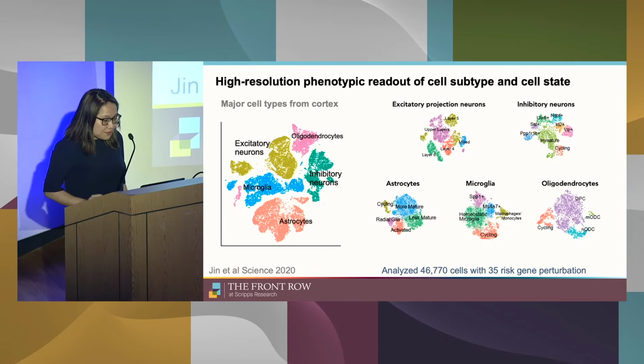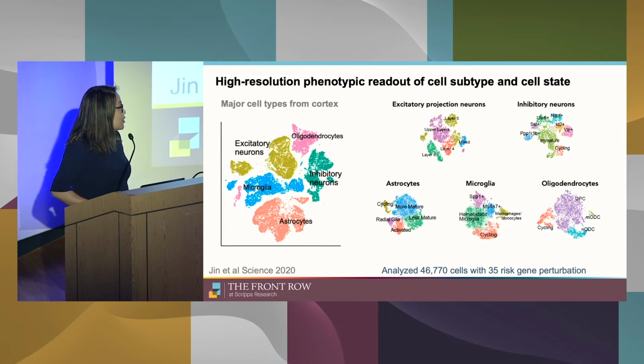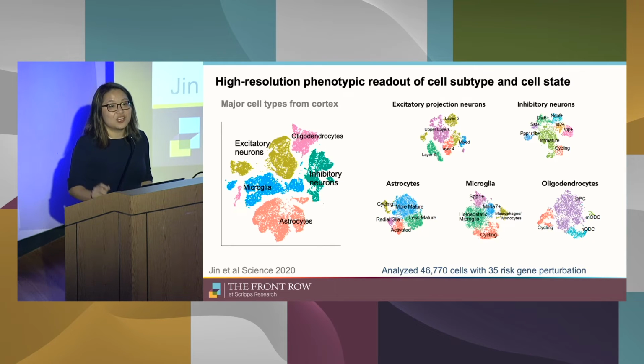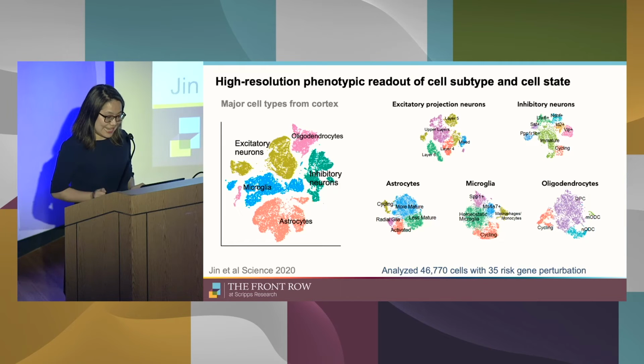So in this early version of Perturb-seq, we analyzed over 46,000 cells to understand how 35 different risk genes implicated in autism are actually impacting different cell types and their development. What we found is that there are recurrent and convergent cell types as well as molecular pathways that are shared by several risk genes, which is really exciting.